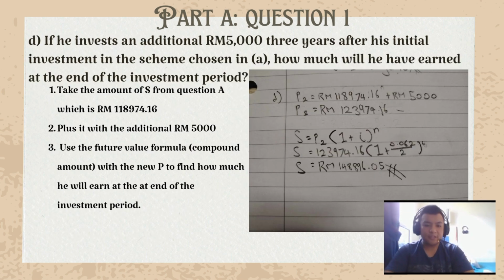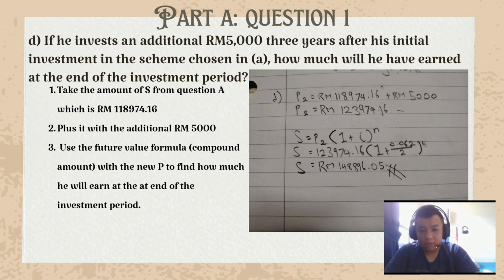Now, moving on to question D. If Fatah invests an additional RM5,000 3 years after his initial investment in the scheme chosen in A, how much will he have earned at the end of the investment period? Well, it's actually quite easy. First of all, you have to take the amount of S from question A, which is RM118,974.16.